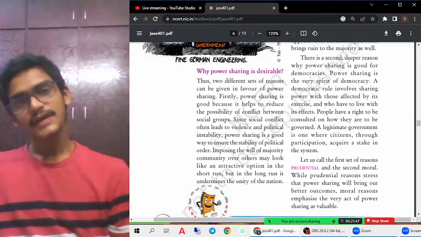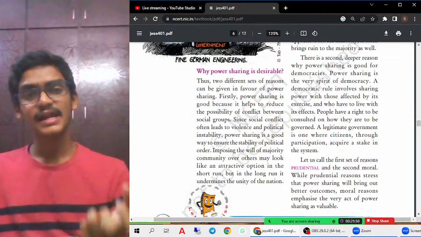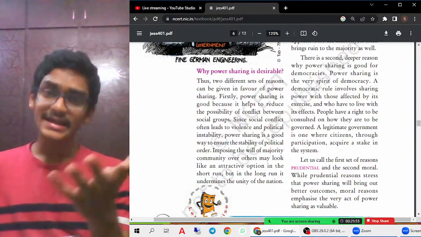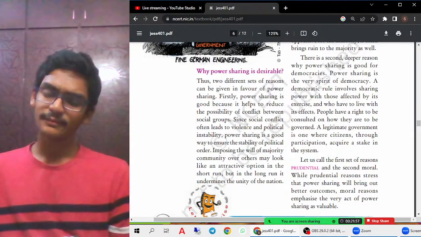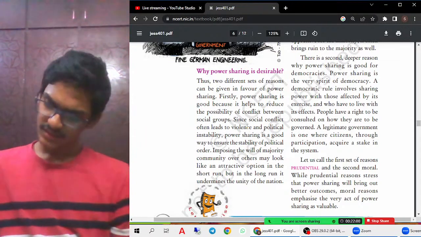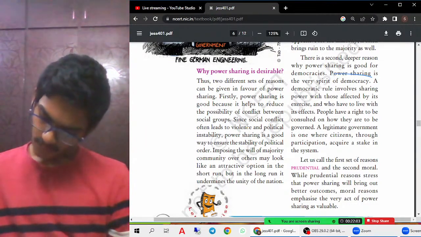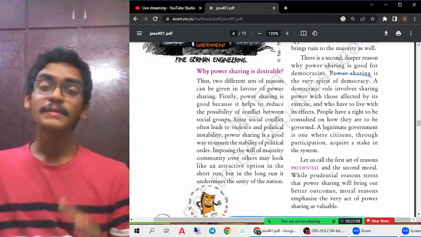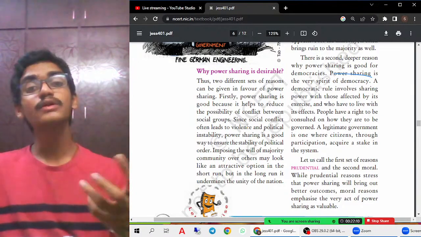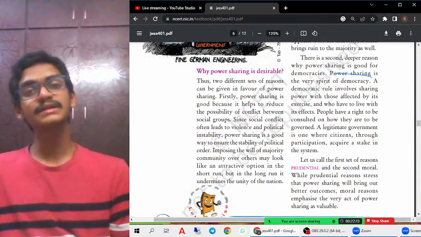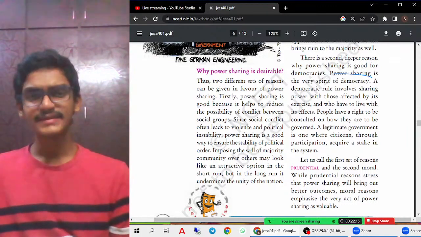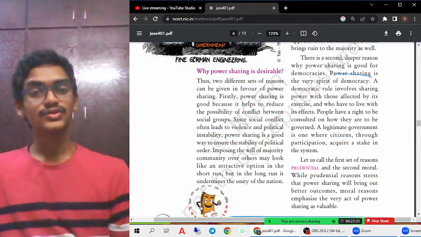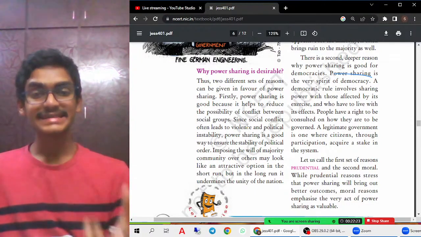We always say that democracy helps in the decision making process. So how does it help? When people participate in the third tier of government, that is local government, they can take part in the decision making. So this is very important. People have the right to be consulted. This also makes the government more legitimate, more accountable, and more responsible. Legitimacy makes the government more responsible and accountable to all the actions of the people. So the citizens, through participation, acquire a stake in the system.